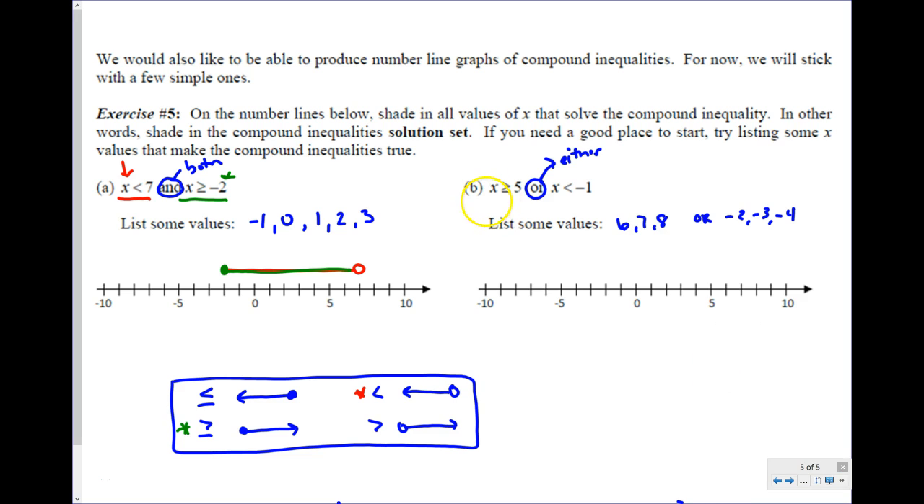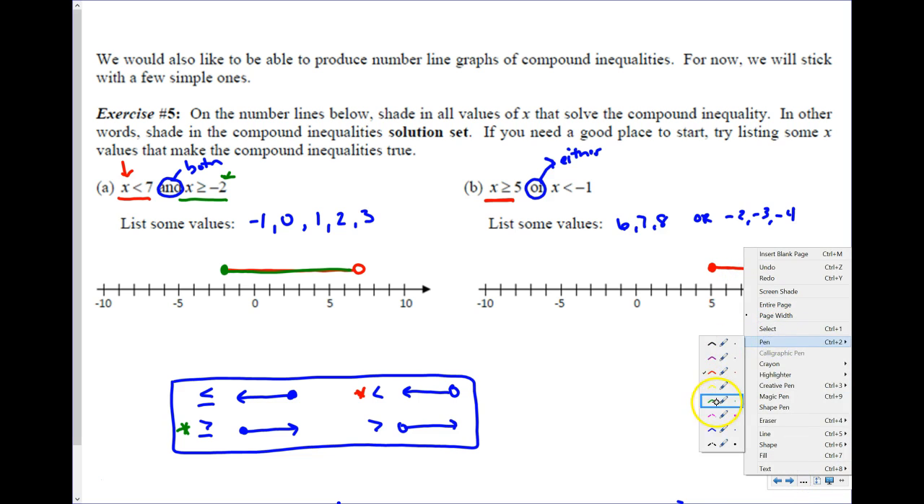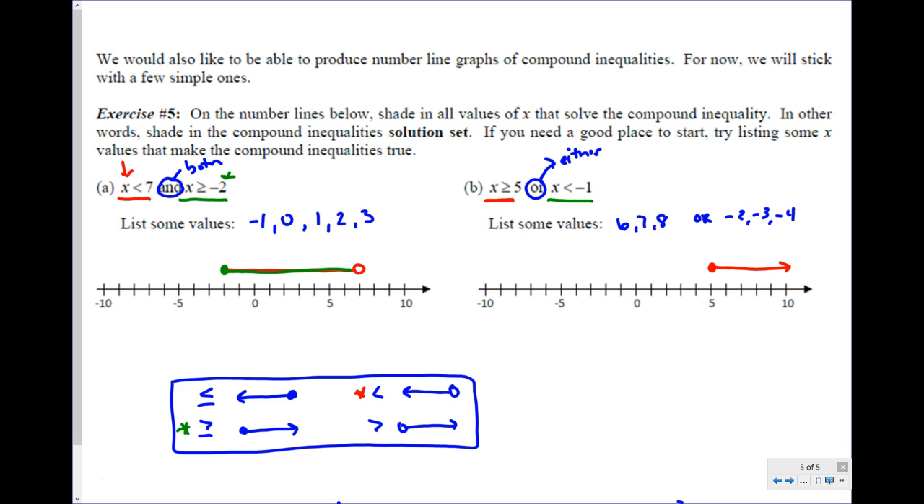Okay, so first we graph this one. X is greater than or equal to 5. So I need, again, this closed circle going to the right. So I have a closed circle going to the right here. And then the other one, I'm going to make green. X is less than -1. That's an open circle going to the left. Now these two don't overlap. These two go their separate directions, right?